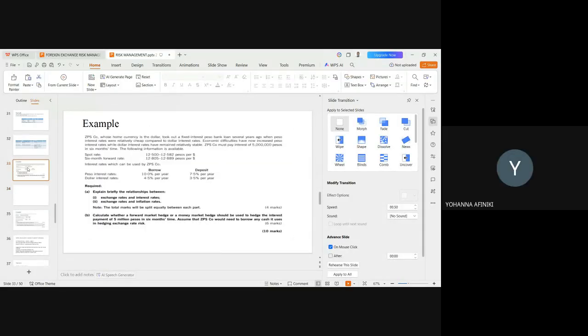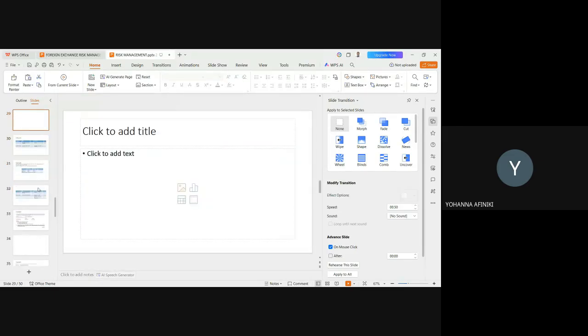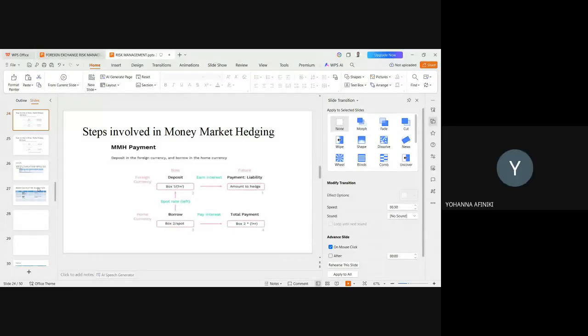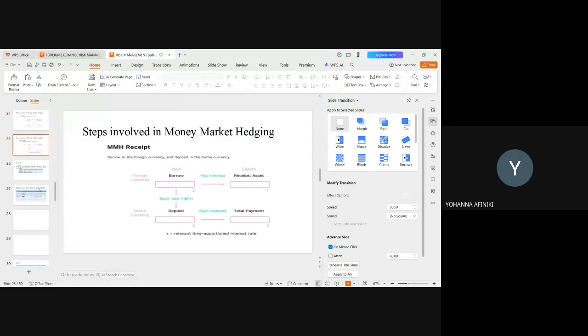Excuse me, sir, please. If it is receipt, we'll borrow. If it is payment, we'll now move to the third box and deposit. Am I correct, sir? Yes, ma'am. I'm using the table. If it is receipt, we'll borrow, we'll use the formula in the first box. If it is payment, we'll skip the second box and use the third box.